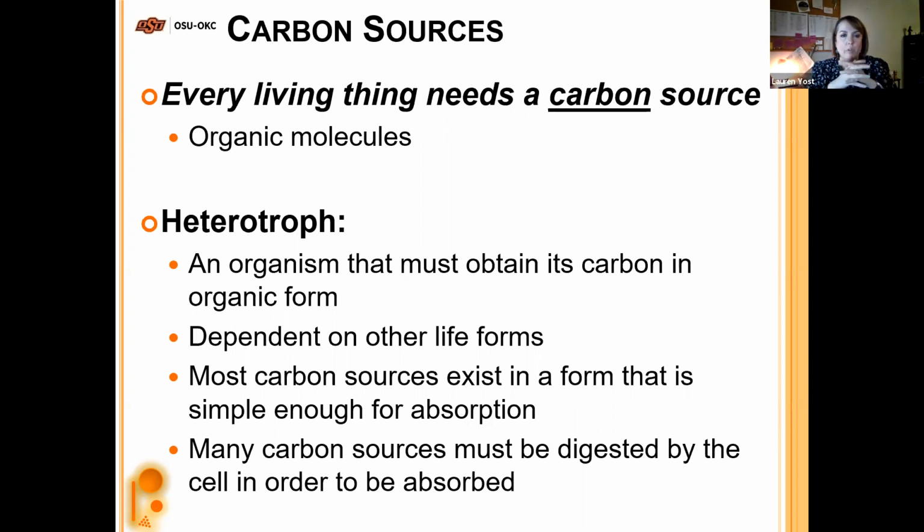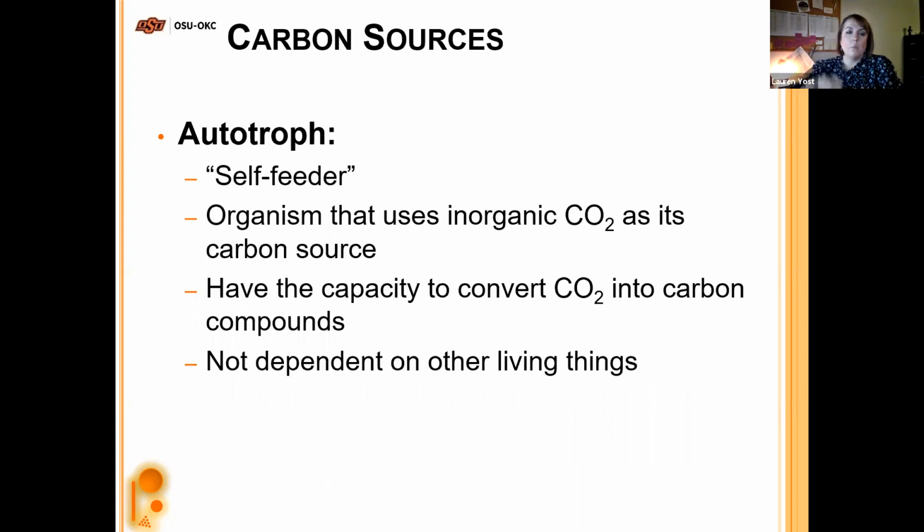Heterotrophs get their carbon from other life forms. Most carbon sources exist in a form that is simple enough for absorption directly. Many carbon sources must be digested by the cell in order to be absorbed. But then we have the autotrophs, and auto means like automatic, troph means eat, like automatic eat. So they make their own carbon source.